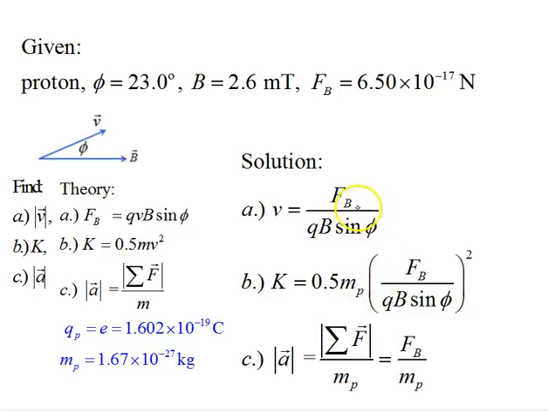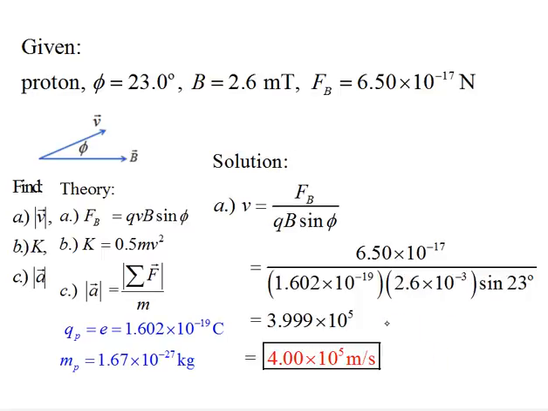For our kinetic energy, we can use the velocity from part A. If we wanted to start from all of our givens, that velocity we could represent as what we have for part A. And similarly, for the sum of the forces, we said if the only force is the magnetic force, then we don't need to know the direction in order to find the magnitude of the acceleration.